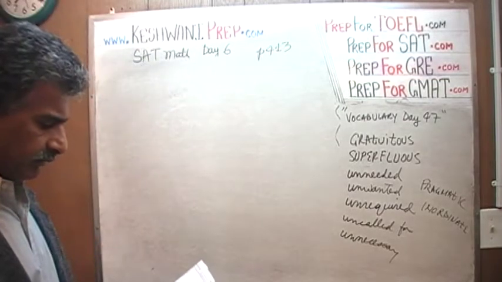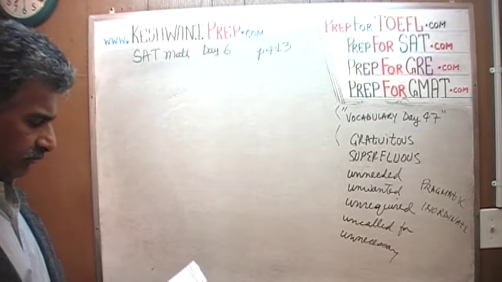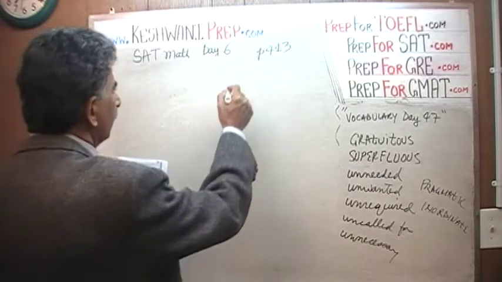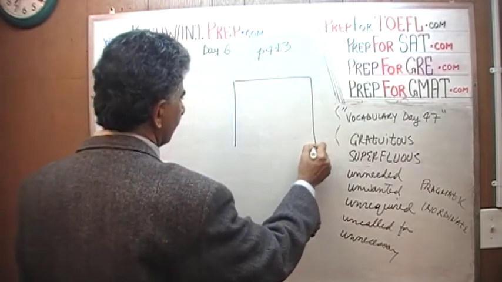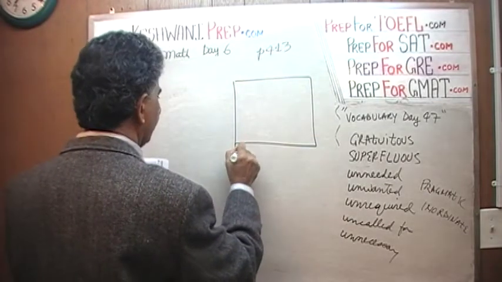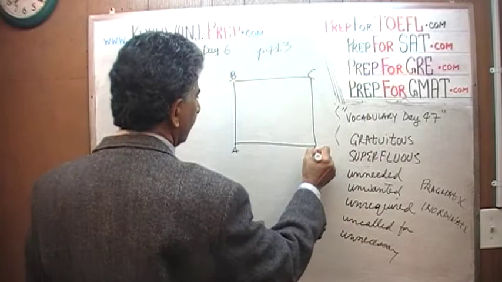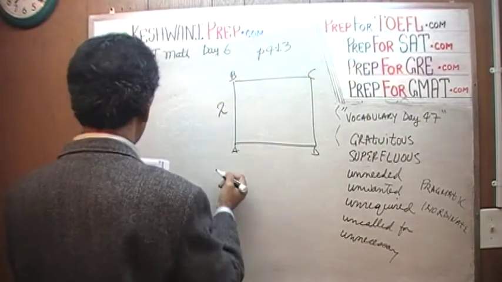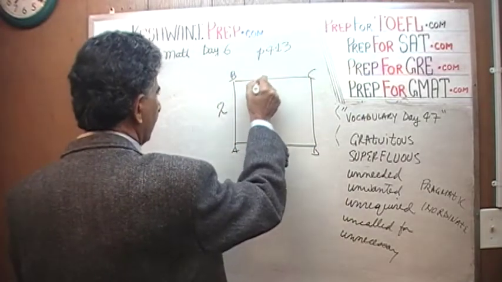In the picture above, the circle with center O is inscribed in the square ABCD. Alright, so here we have a square. We are told that it's a square, A, B, C and D. We are told that this side is 2. And here is our circle.